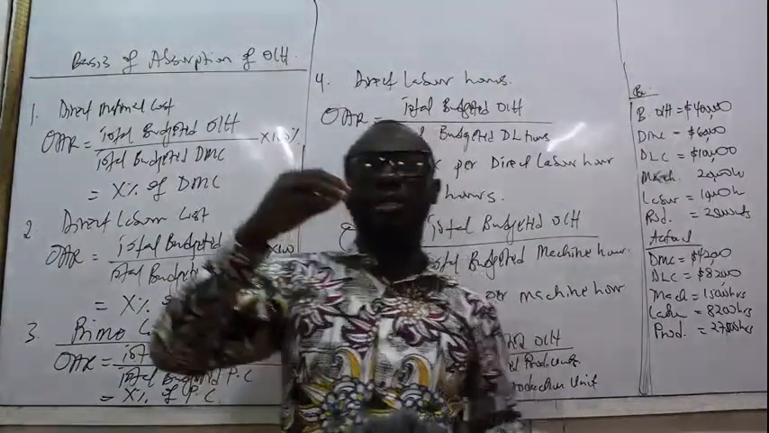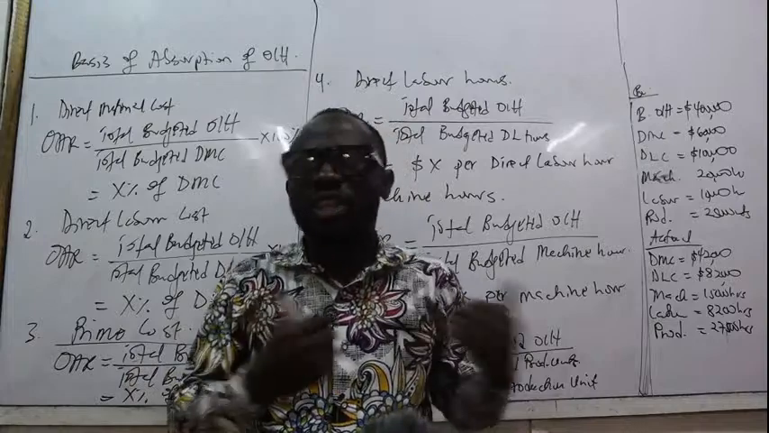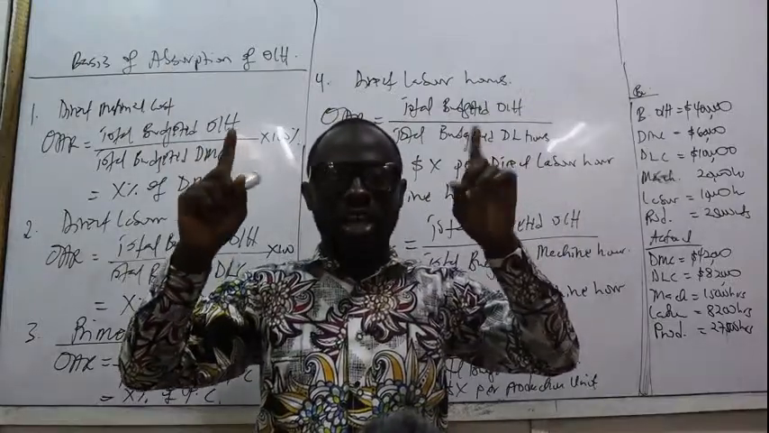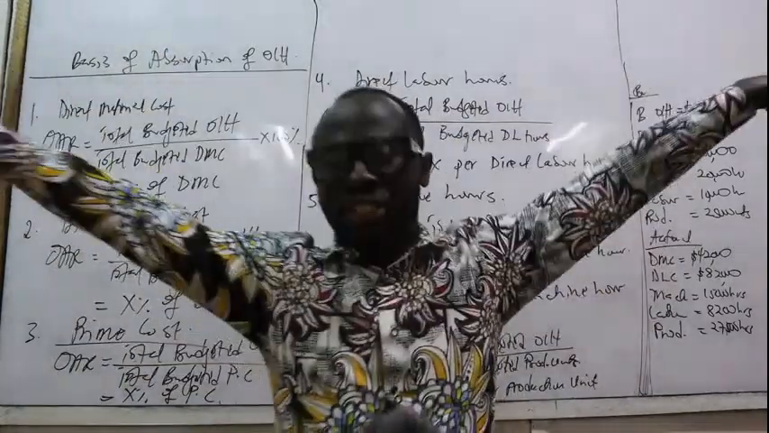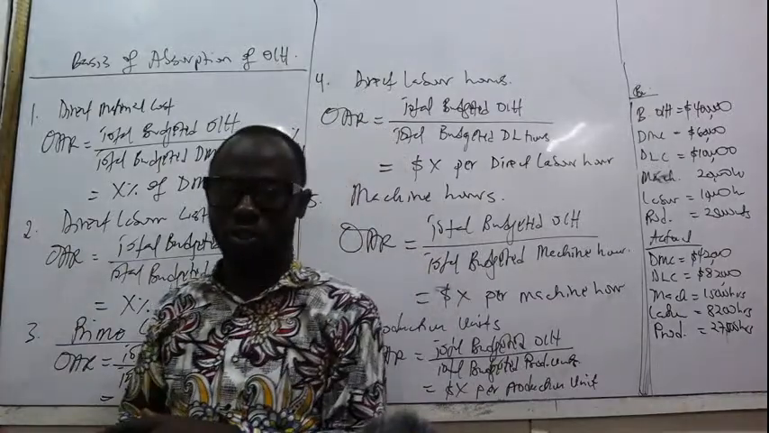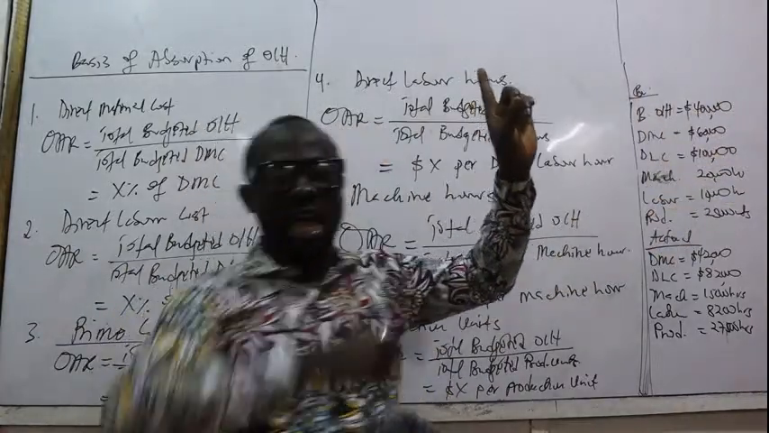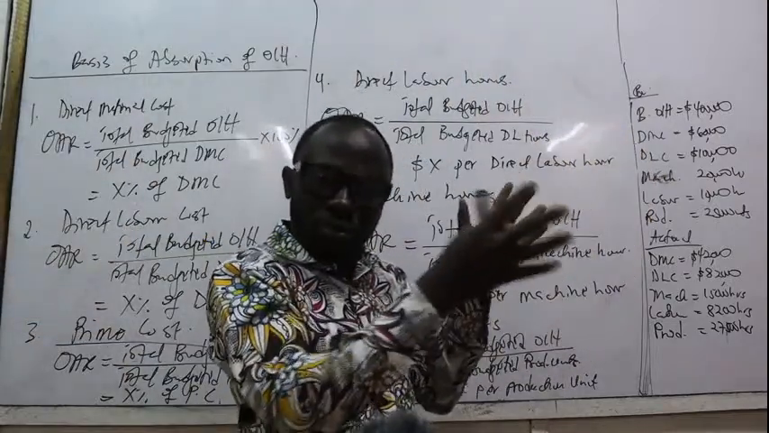So when we say blanket overhead absorption rate, what it means is that with this one, the entity computes a single overhead absorption rate, and that overhead absorption rate is used by each department to absorb the cost. That is blanket overhead absorption rate. So we use one and it applies to all the departments.